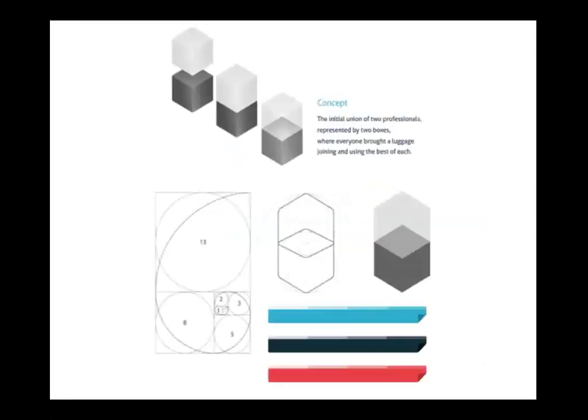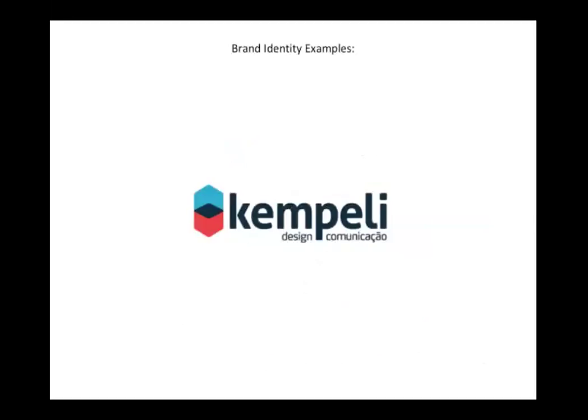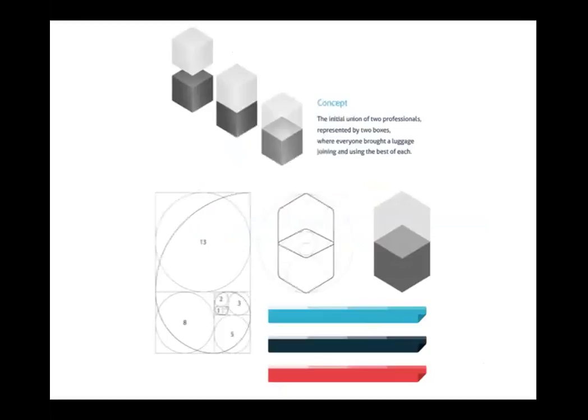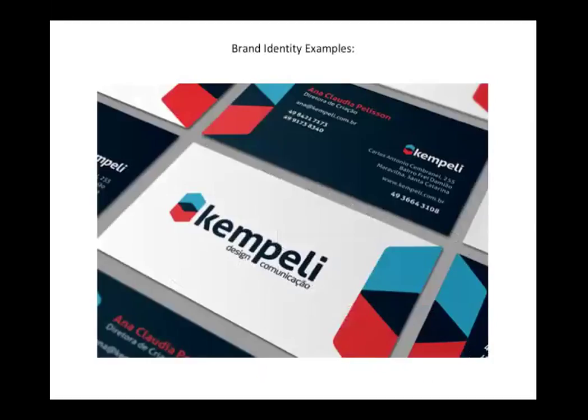Here's another one, logo. This is actually kind of neat because this slide is showing how they came up with this logo, this little icon on the left here. So this is the thought process behind how the concept of the icon came about. It says the initial union of two professionals represented by two boxes, where everyone brought a luggage, joining and using the best of each. I don't know if that makes sense, but it looks like they're sketching it out in a more abstract way using the golden means, showing the colors, and then this is how it's applied.